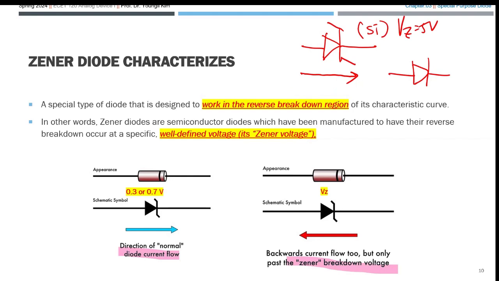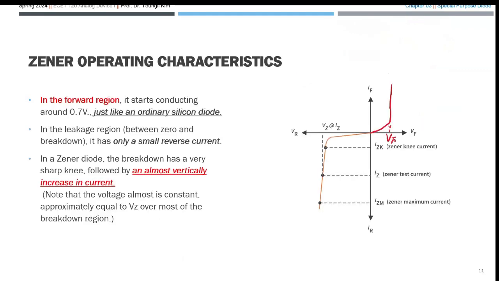And then the reverse bias, just like V sub Z is equal to this one here. It was working bidirectional. That was for the Zener diode, the Zener voltage. Now, we learned before the Zener operating characteristics in this graph.